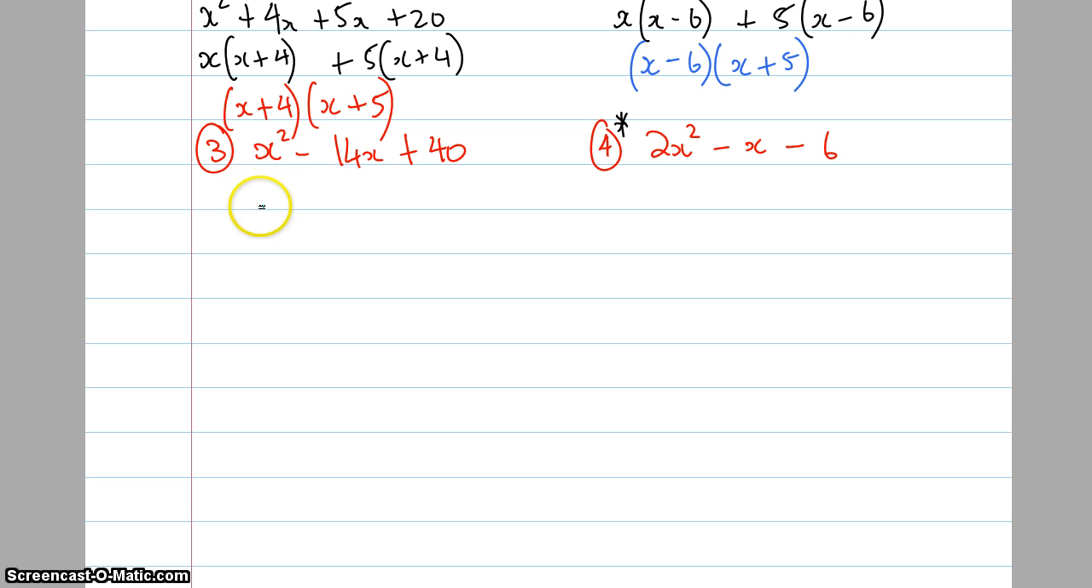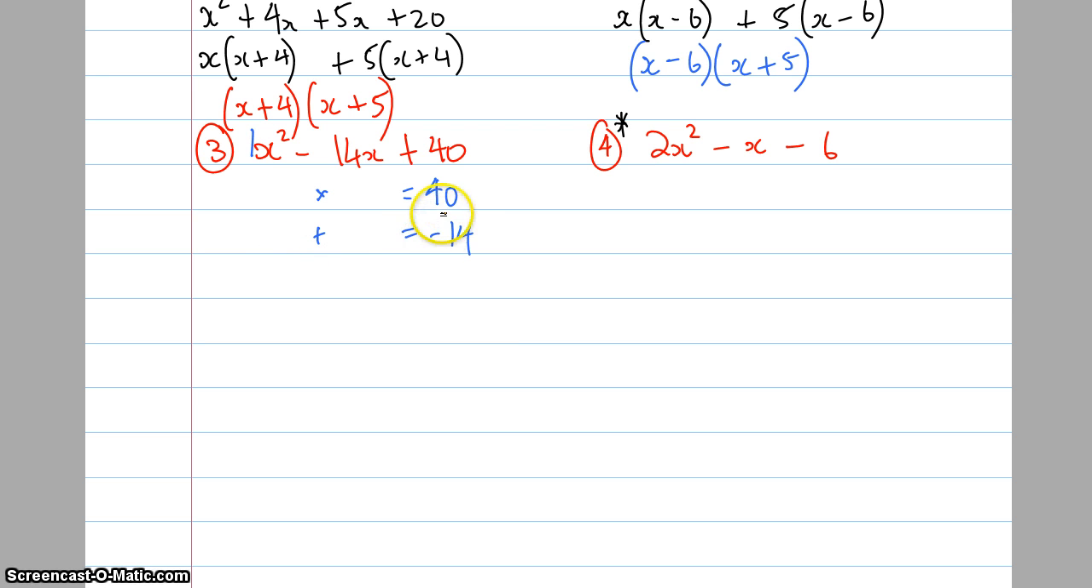If you have a look at this one, x squared minus 14x plus 40. Again, I do the 1 times x squared and the 40. I do 1 times 40, which equals 40. Those two things need to add to get to negative 14. So I've got a times here and an add here.